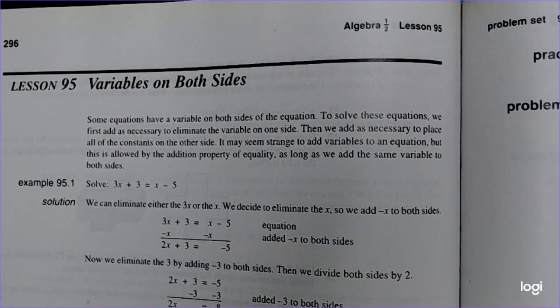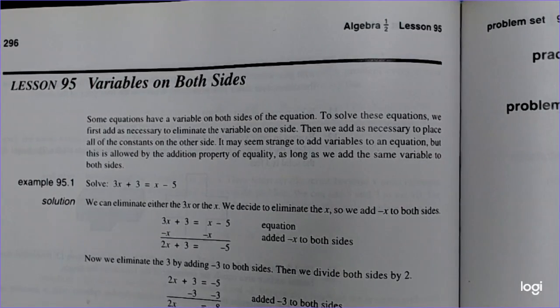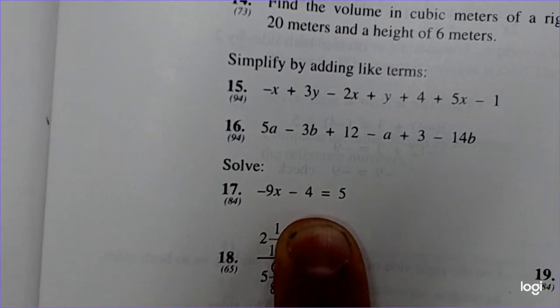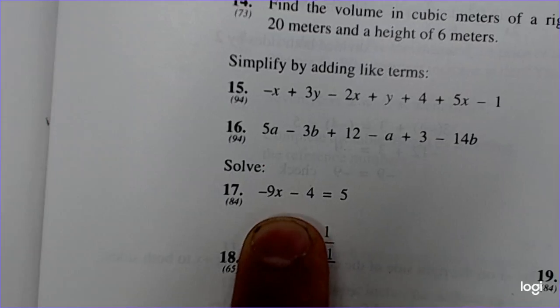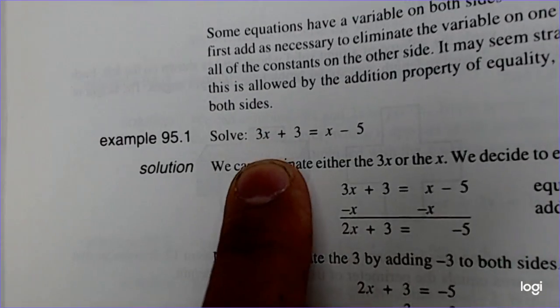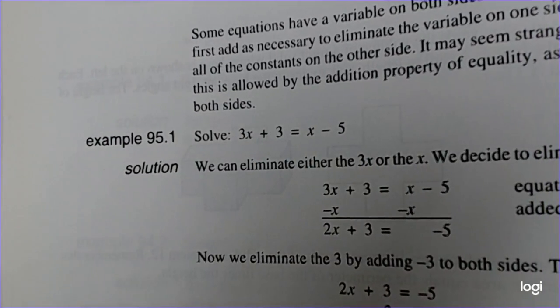Pre-algebra, lesson 95, variables on both sides. What they're referring to is both sides of an equation. So in the past we've solved pretty simple equations, kind of like right here, number 17, negative 9x minus 4 equals 5, right? One variable referring to the letter x. Now what happens if I put two variables and they're on opposite sides of the equal sign?